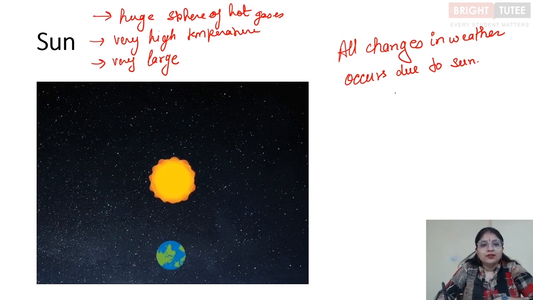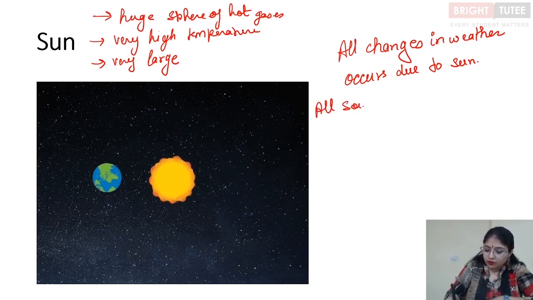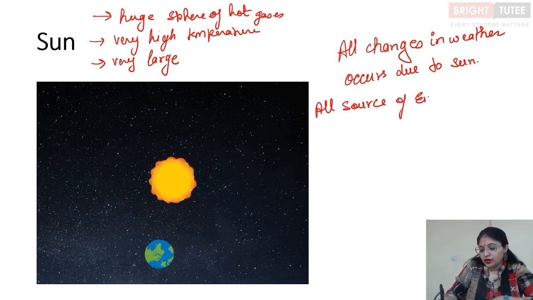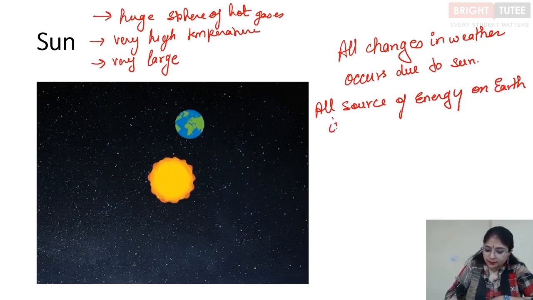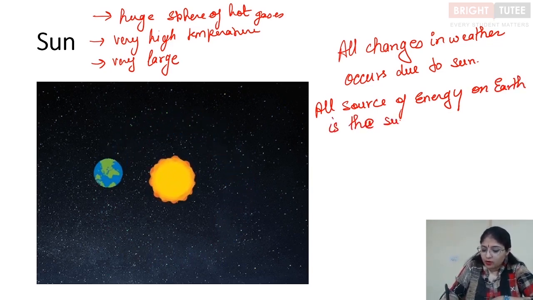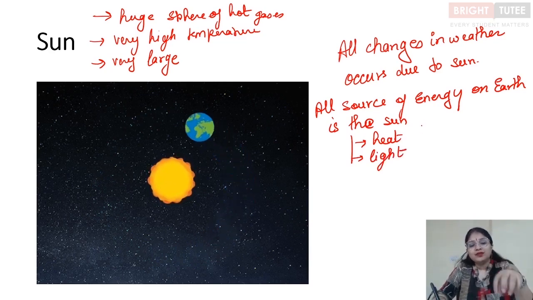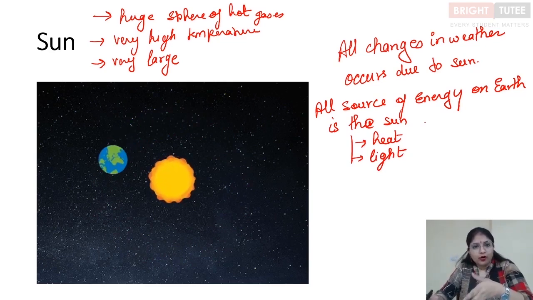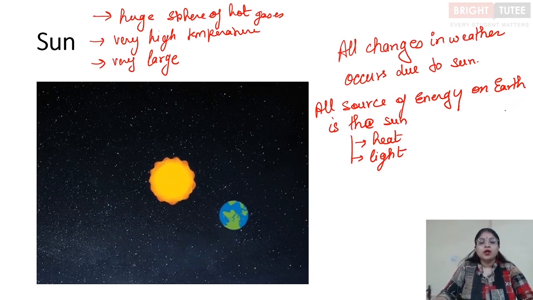Now, because of all these reasons, that the sun has a huge size and the temperature is really high, the source of all energy on earth is the sun, right? Whether we talk about heat or light, both of these energies we receive through the sun, and both of these energies are really important for our survival, right? So, sun is the source of all the energy that is present on the earth.